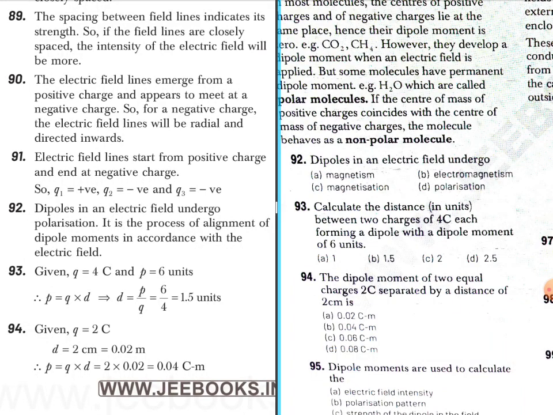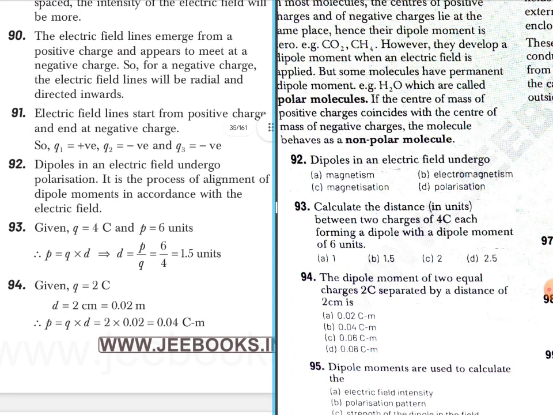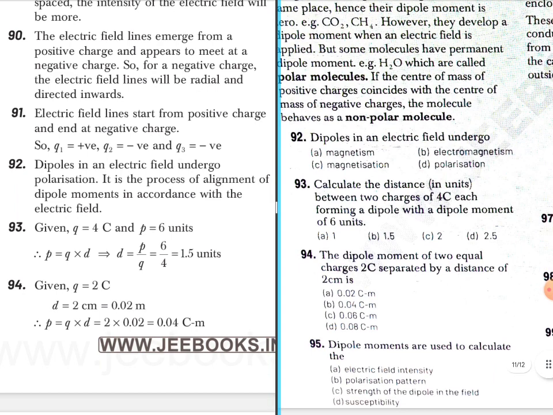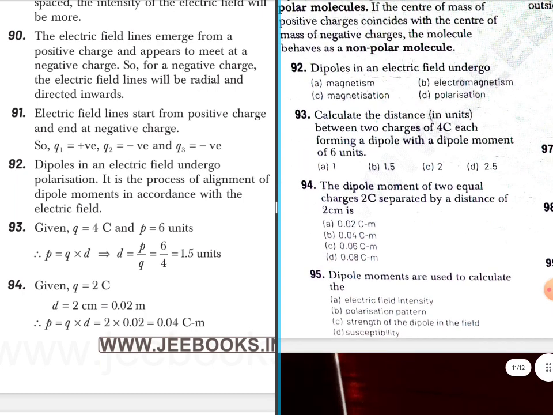The dipoles of an electric field always undergo polarization. So D. 93rd. Calculate the distance between the two charges 4 coulomb forming a dipole, which means plus 4 and minus 4. The dipole moment is 6 units. P has been given, the distance they're asking. P is equal to Q into 2A. So you have to find 2A itself. That's the separation, which will be 1.5 units. So option number B.